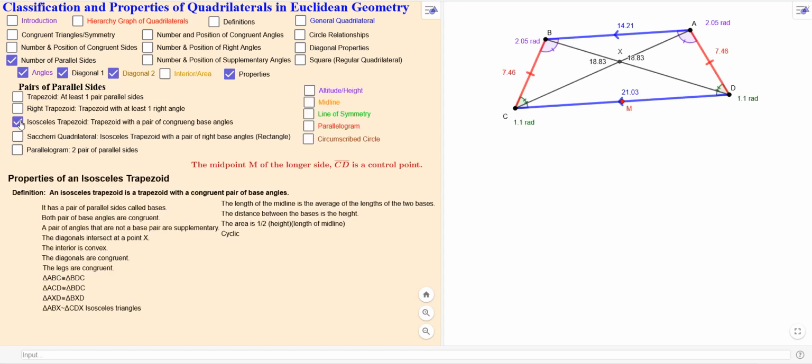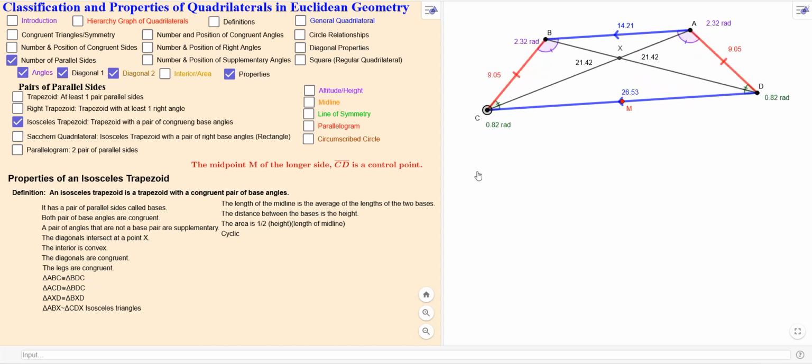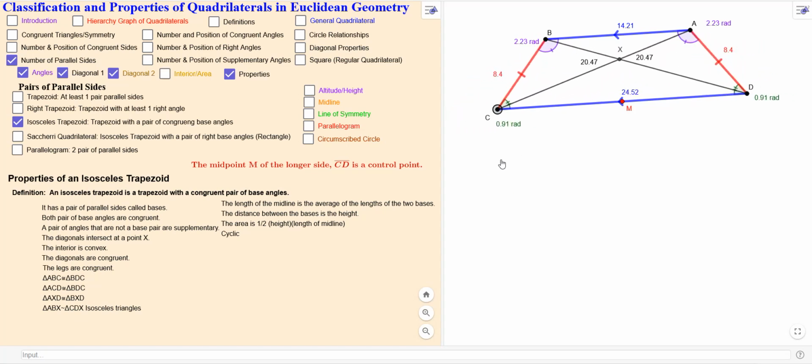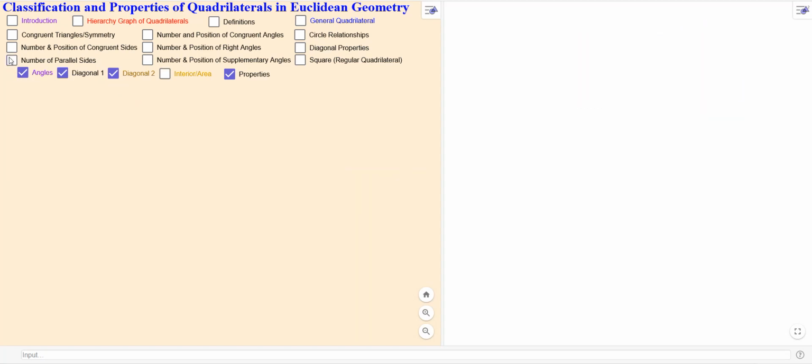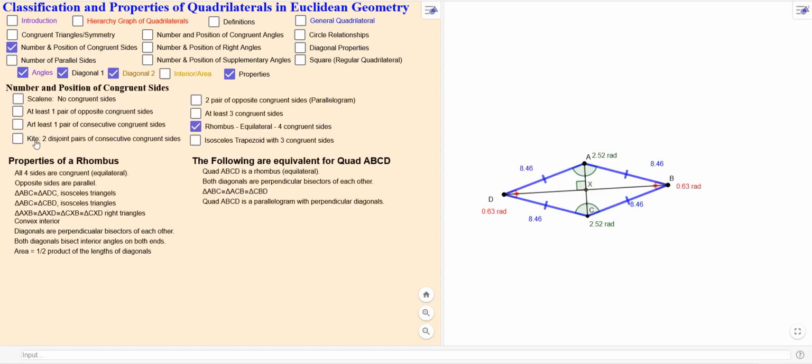On the other hand, isosceles trapezoids have diagonals that are the same length. They don't necessarily bisect each other. Interesting, okay? How about kites? Kites have an interesting property.